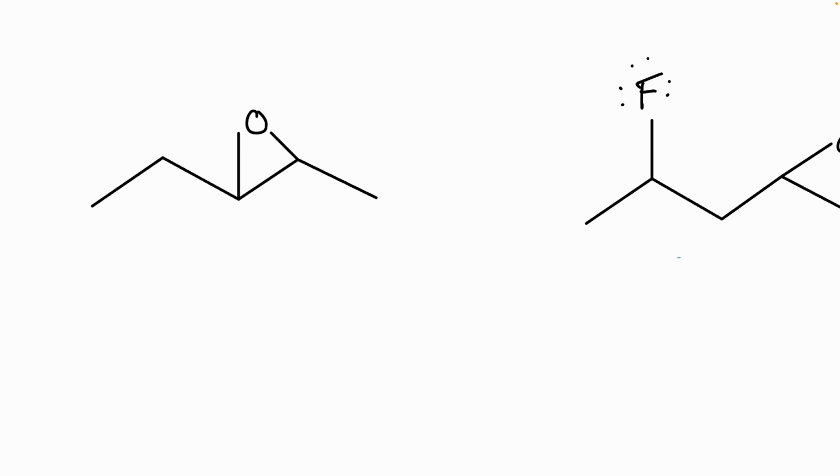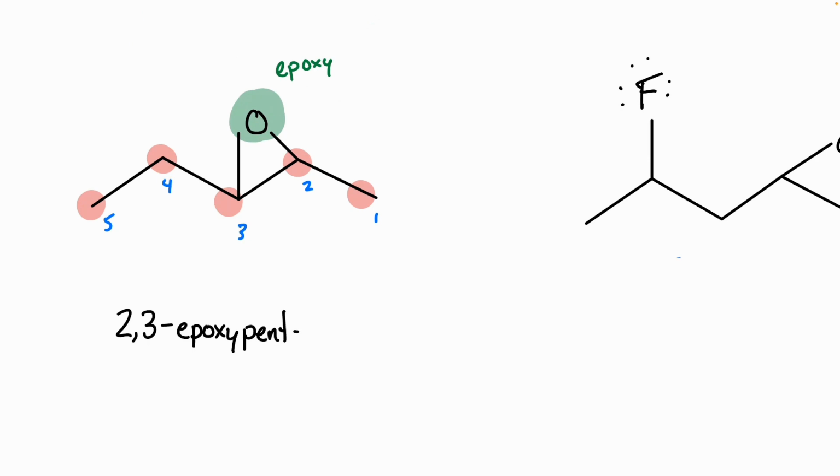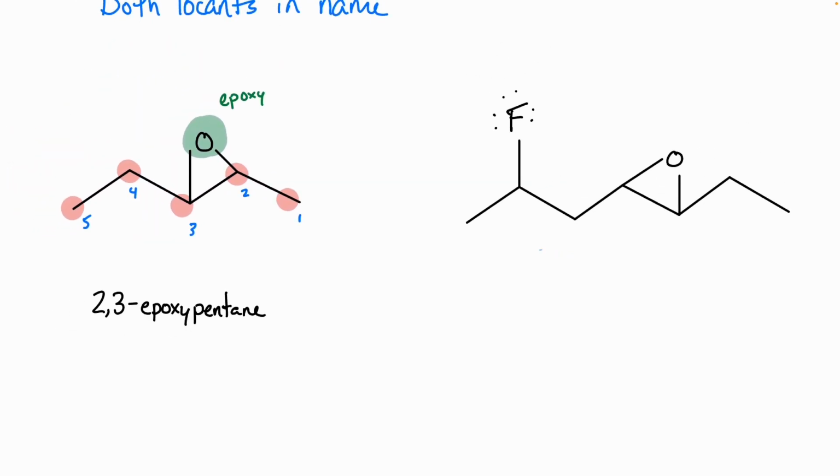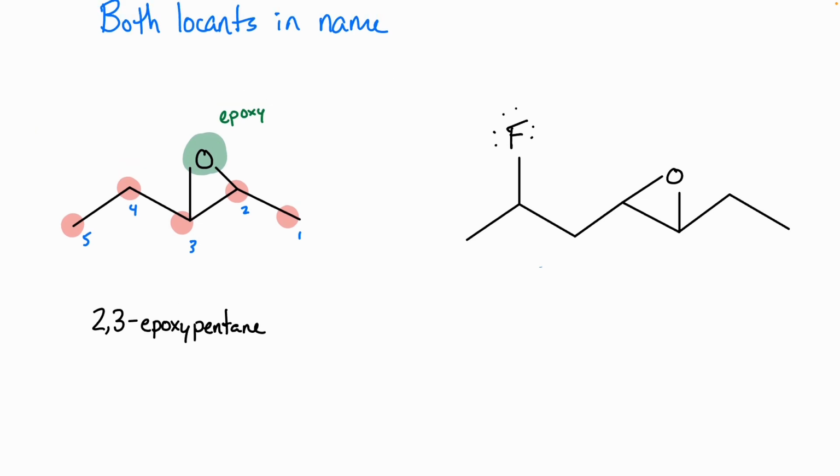Okay, so my parent chain here is these 1, 2, 3, 4, 5 carbons. I have my epoxy group here. And I'm going to number my parent chain in such a way that puts that epoxy group at the lowest possible number. So this would be 2,3-epoxypentane. Again, we include both locants in the name for our epoxy groups.